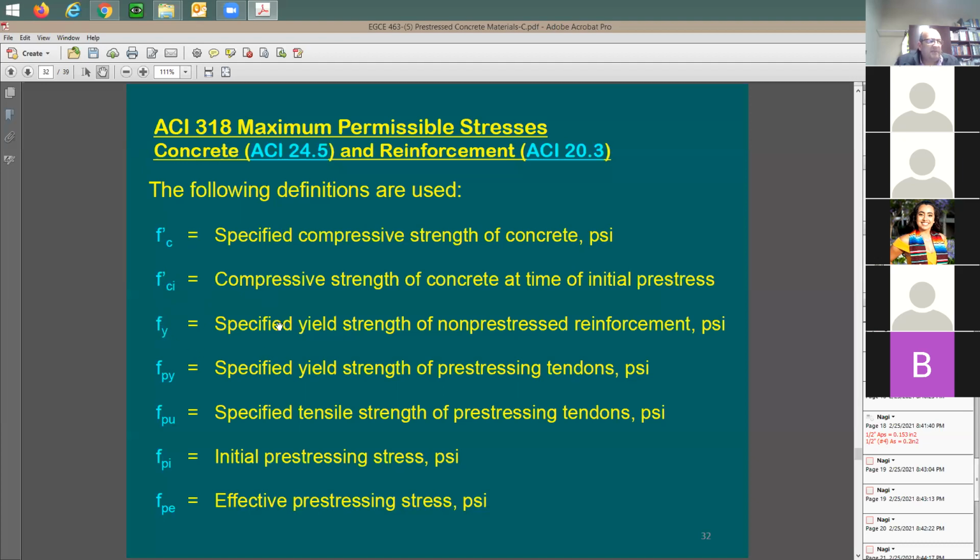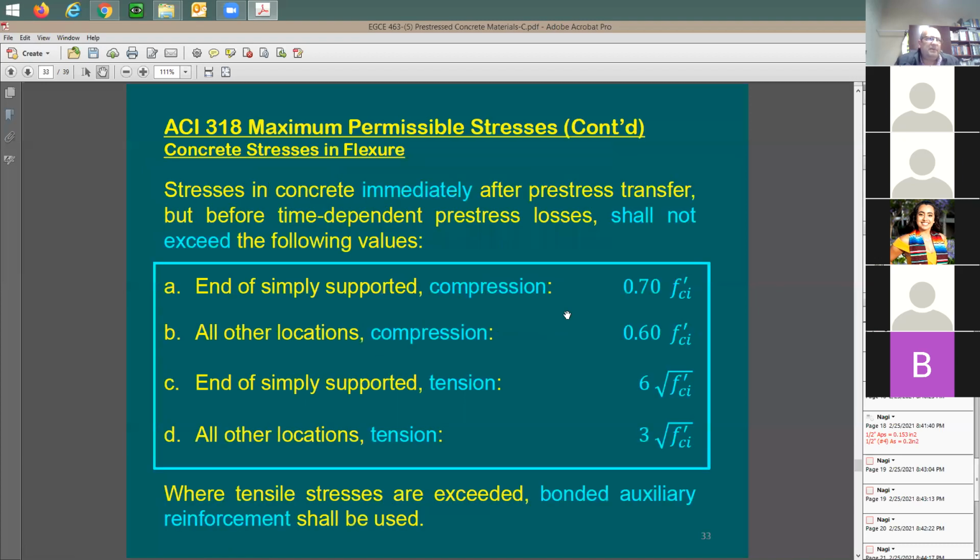fy is going to be the yield strength for the conventional rebars. fpy is going to be the yield strength for the cables or tendons. fpu is going to be the ultimate. Pi is going to be the initial. fpe is going to be the effective pre-stressing. So I put this slide here, so it's going to include all the symbols that you're going to be using in your analysis. How about the code limits?